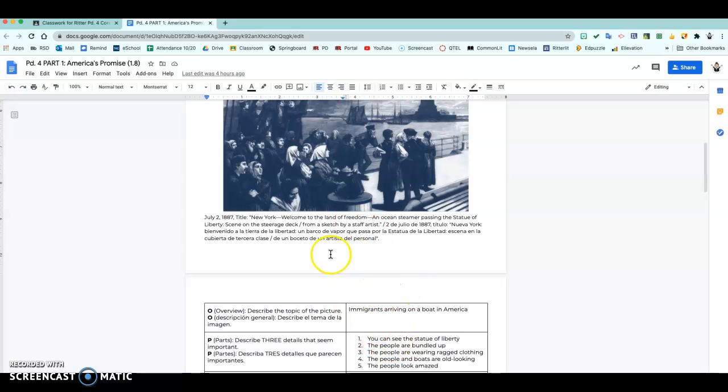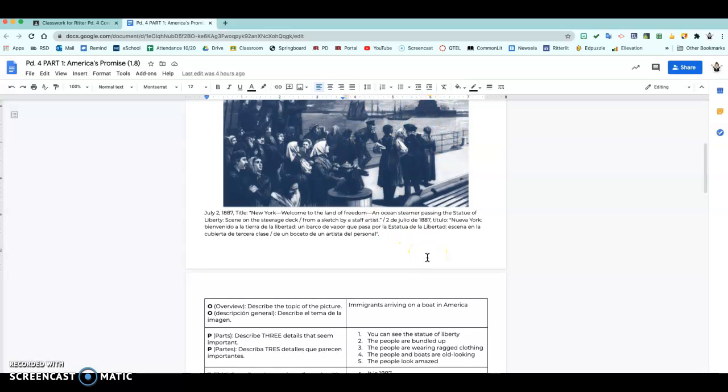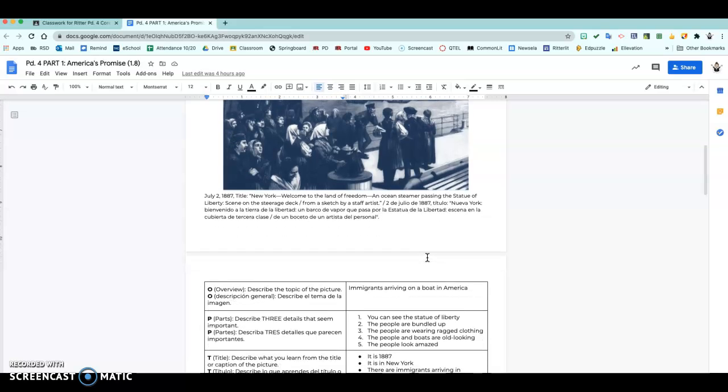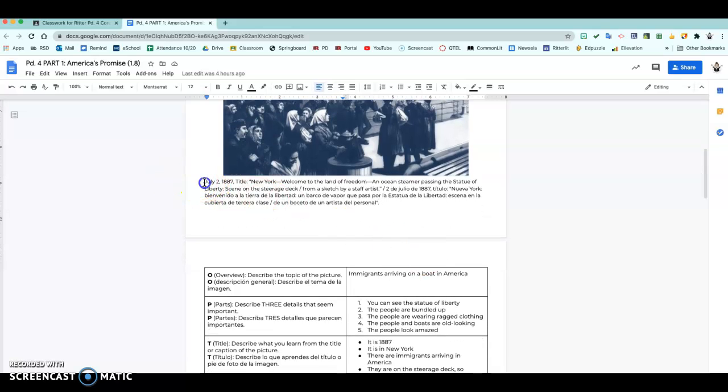So all of those are objective facts. There are boats, there are people, they are dressed a certain way. We're not really making any attempt to say why any of those things are the way they are. We're just saying that they exist. The Statue of Liberty is there, the boats are there, the people are here. Objective facts.